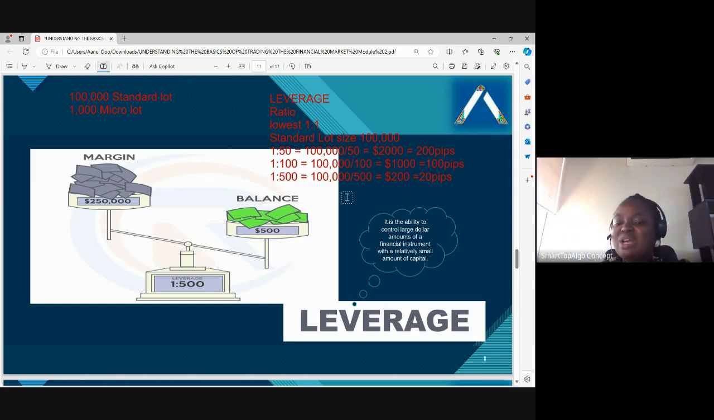Now imagine you are using 1 to 2,000. We have some brokers that give 1 to 2,000. What this means is with $50, you can enter 1.0. And if price goes against you 5 pips, you lose your capital. So this is the danger of leverage. I hope we all understand how leverage works.